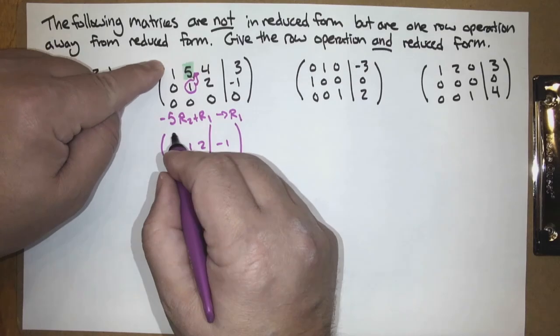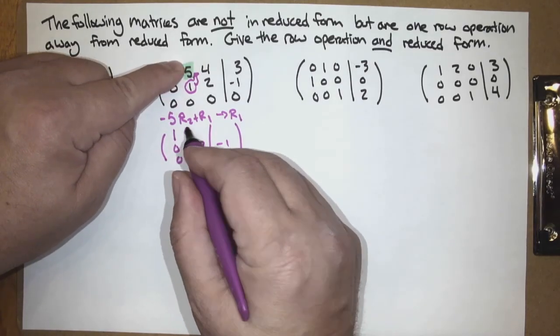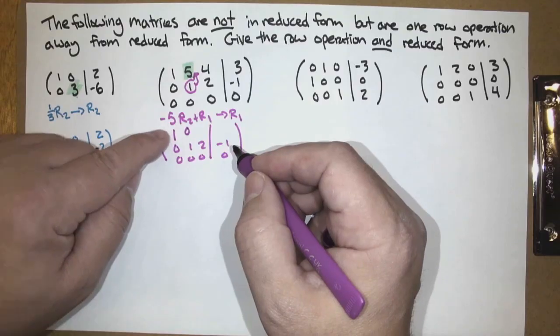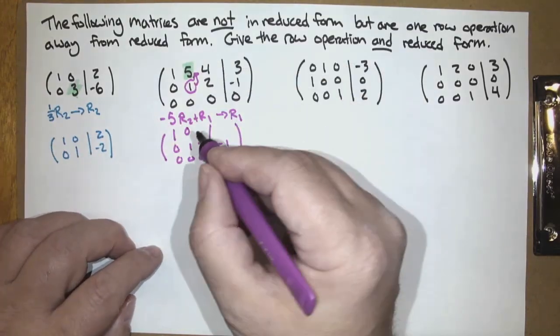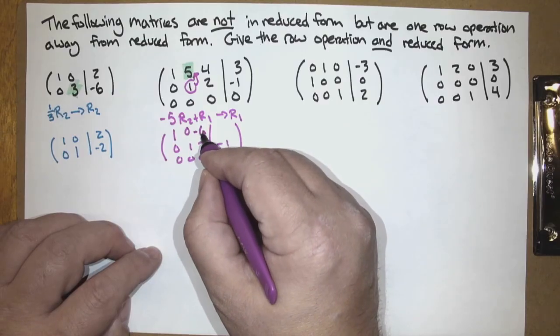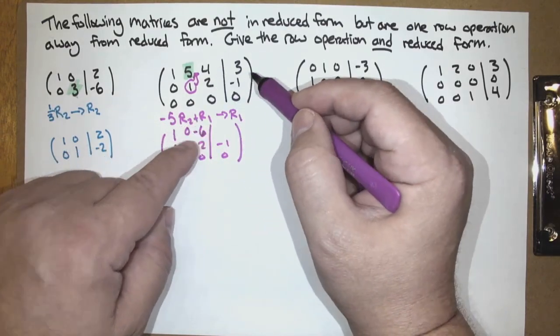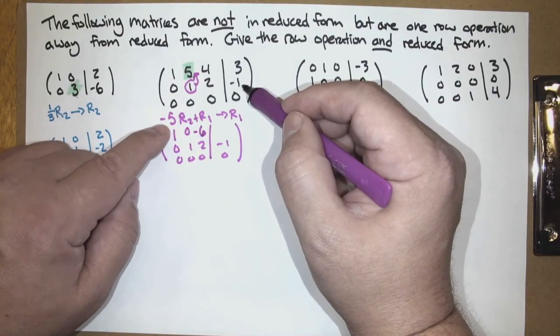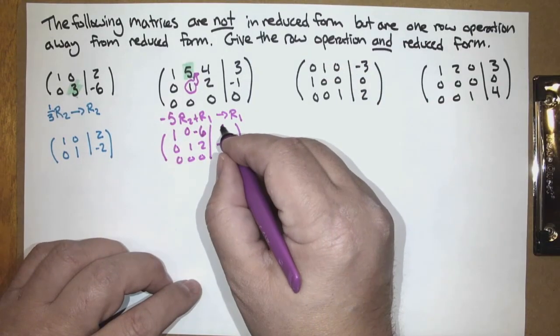0 plus 1 is 1. Negative 5 plus 5, 0. Now the harder work. So it's going to become negative 10 plus 4, which is negative 6. All right, negative 5 times 2 plus 4. And then negative 5 times negative 1 is a positive 5 plus 3, which becomes 8.